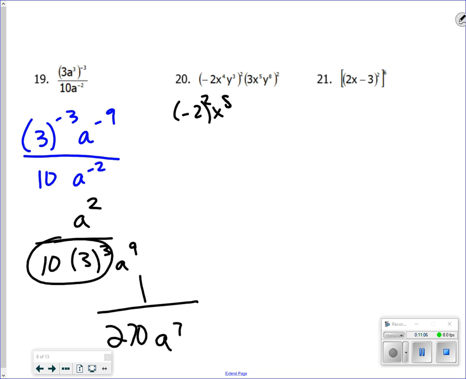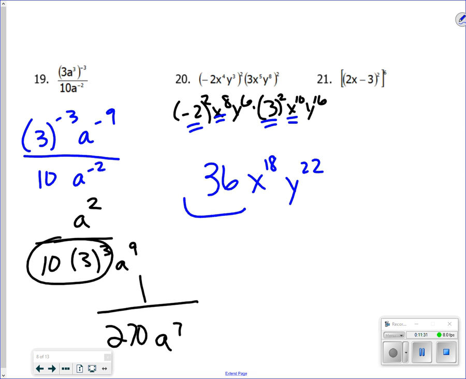I feel like I've said this numerous times, but anything in a parenthesis raised to a power, everything in that parenthesis is raised to that power. So let's talk about the x's now. X to the 10th and x to the 8th. These two are being multiplied together, makes x to the 18th. Y to the 22nd, and now I'm down to the numbers. This is 4 and 9, and so I multiply those two together and get 36.